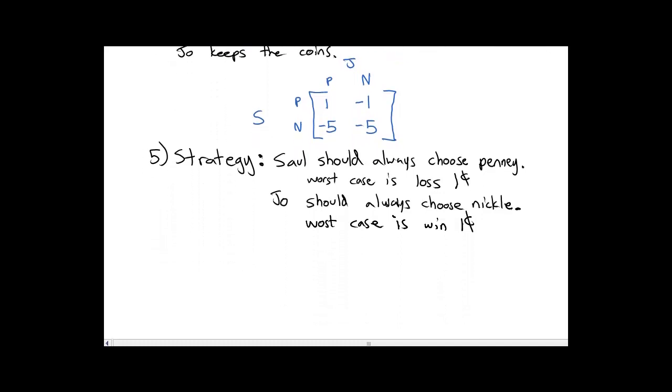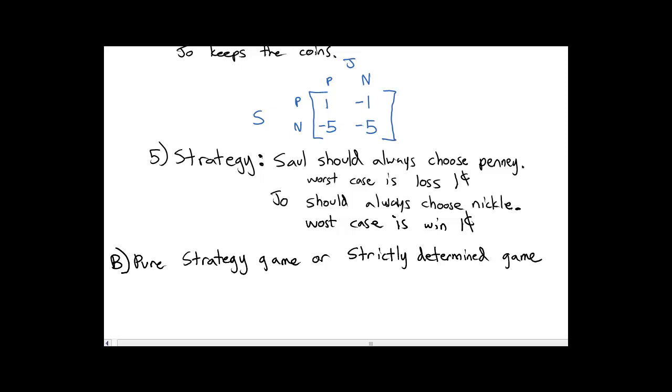In this case, where there is a strategy that's very clear like this, we'll talk about a better way to find that best strategy in a minute. But when there's a strategy that's very clear that Saul should always do this option, Joe should always do that option, we call that a pure strategy game, or a strictly determined game, where there is one fixed strategy regardless of the opponent's strategy.